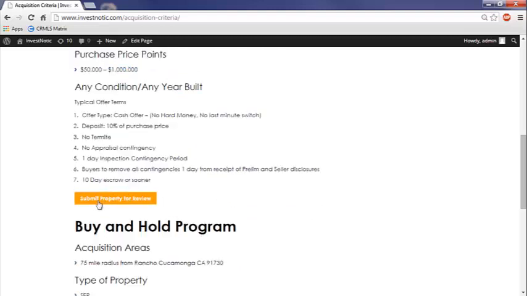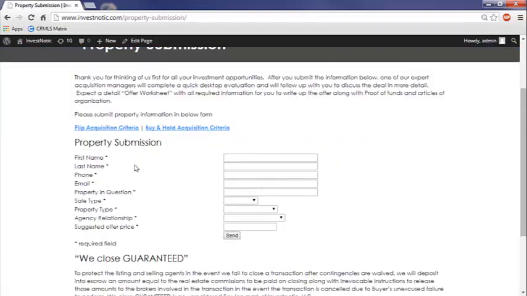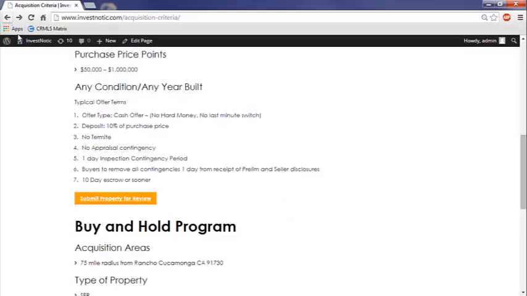So come in here, click the submit property for review form, and it's going to input the information. Let me give you guys a quick sample. Put in your information, email, so we know who sent the property, the address of the property in question, what type of property it is, your relationship, whether you're the listing agent and selling agent, or you're just the selling agent, and what you suggest for us to offer on this property. This way we don't have to guess.